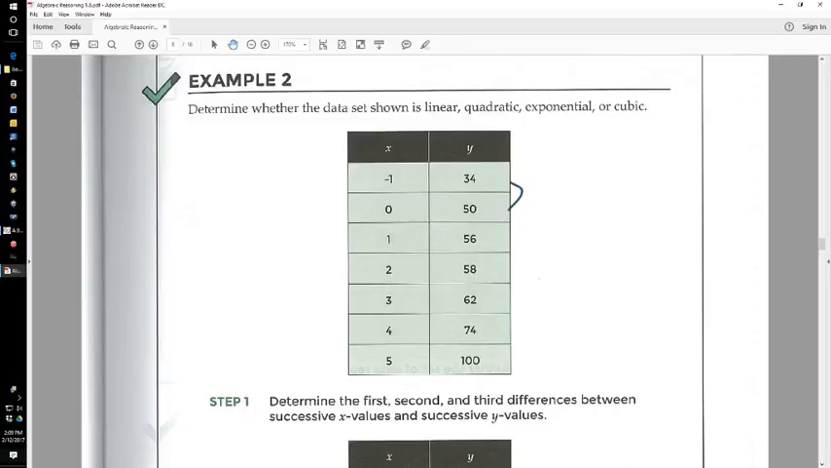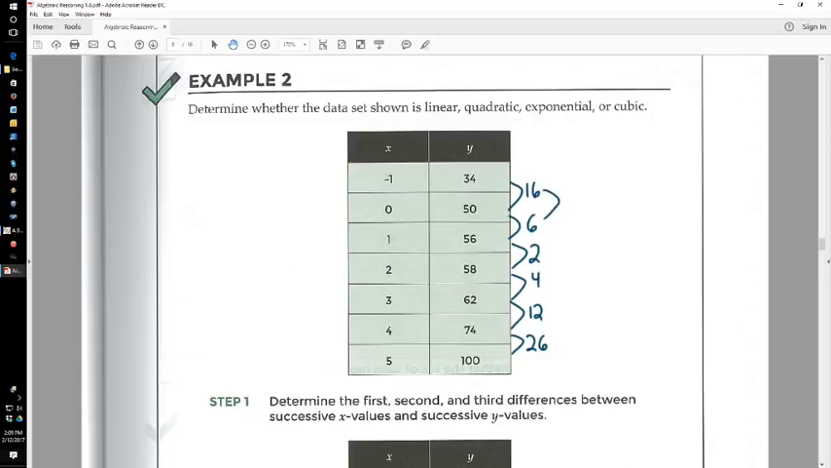Alright, so 50 minus 34, that's 16. 56 minus 50 is 6. 58 minus 56 is 2. 62 minus 58 is 4. 74 minus 62 is 12. And 100 minus 74 is 26. So that's the first difference. So it's not linear. Let's do this one.